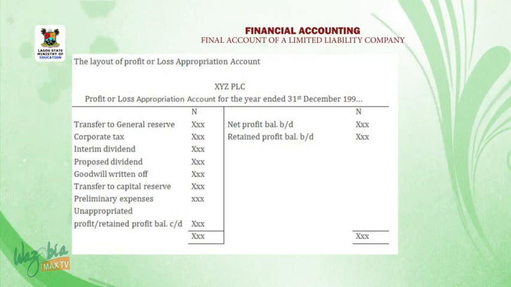Then we go to the credit side. We have our net profit, balance brought down, retained profit, balance brought down. We add these two items together, and the total of all items on our debit side is subtracted from it. Where the total of the credit side is greater, then we have unappropriated profit or retained profit balance c/d. We add it to other items on the debit side, then we get our total.